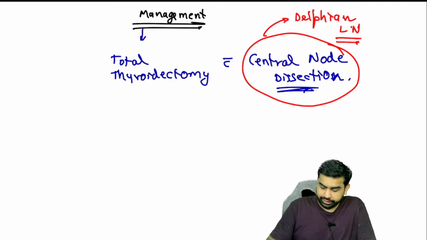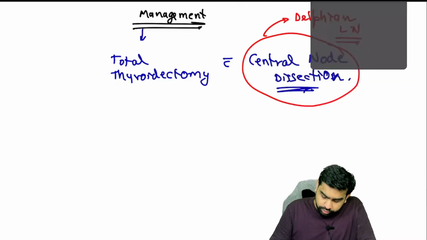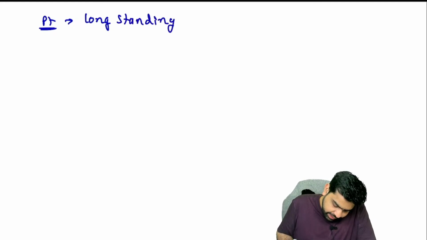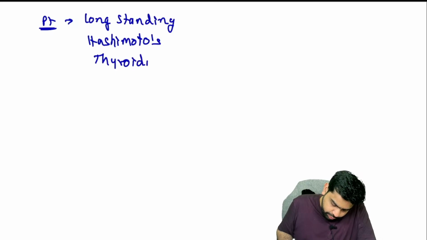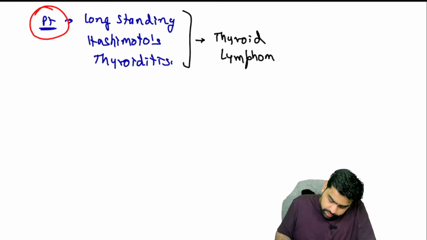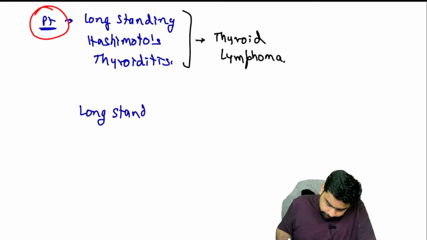Okay, got it? Right. Now lastly, we talked about Hashimoto's thyroiditis. If they give you a patient who is having long-standing Hashimoto's thyroiditis, this is a risk factor for what? So long-standing Hashimoto's thyroiditis is a risk factor for the development of thyroid lymphoma.